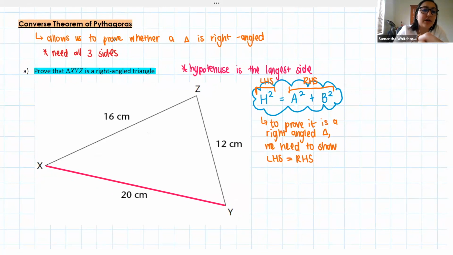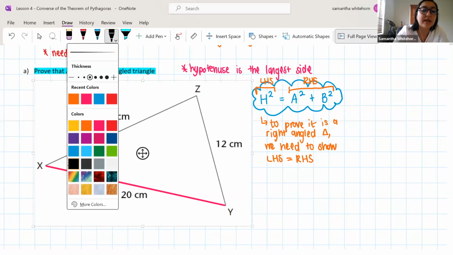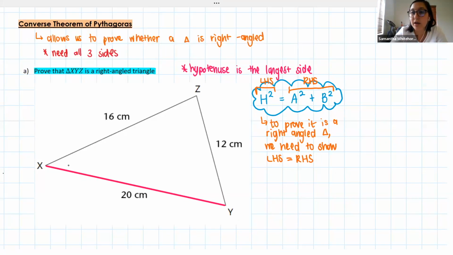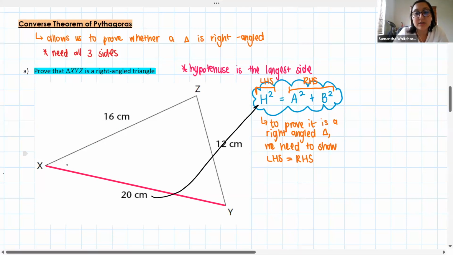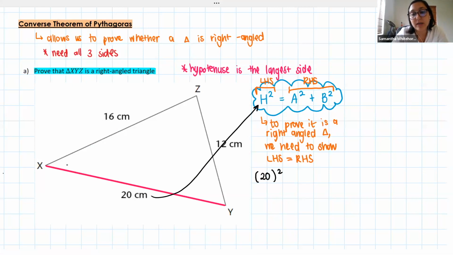Okay, so we've identified what my longest side is, and remember, technically, if this is a right angled triangle, that would be my hypotenuse. So my longest side of 20 centimeters, I'm going to substitute in place of the hypotenuse. So 20 squared is equal to, and remember, it doesn't matter what order you substitute in the other two sides. I'm going to say 16 squared plus 12 squared. If you had said 12 squared plus 16 squared, that's absolutely fine. Now, what you'll notice is that all of our values are substituted in.